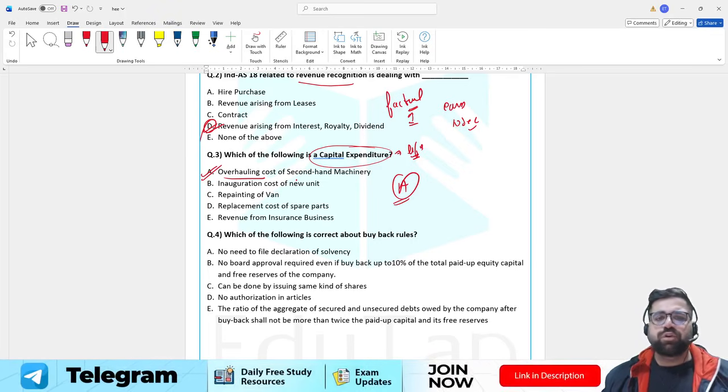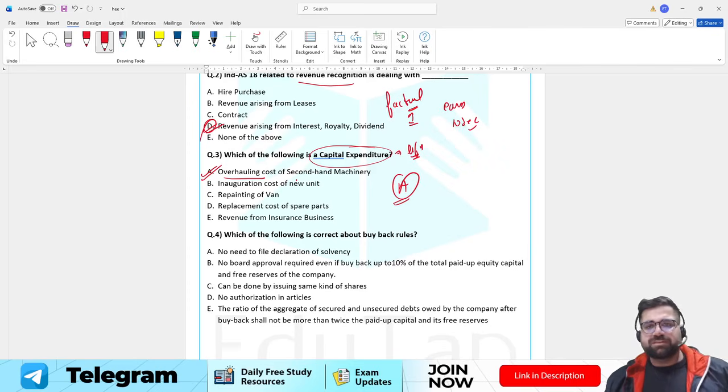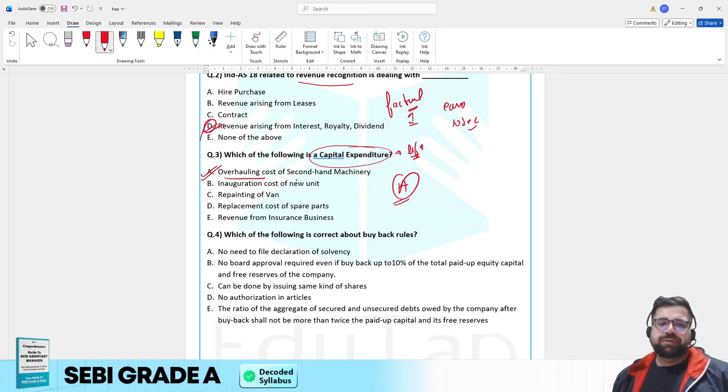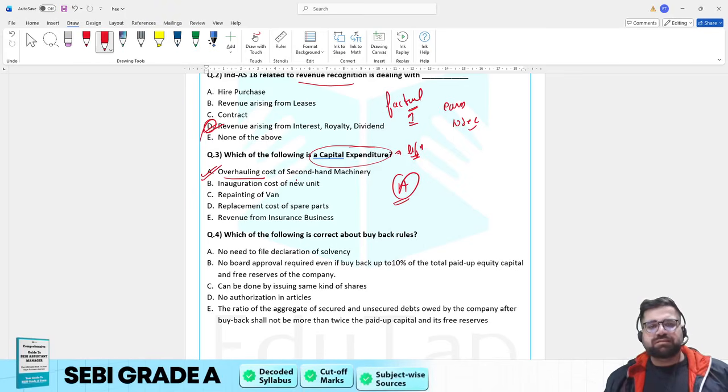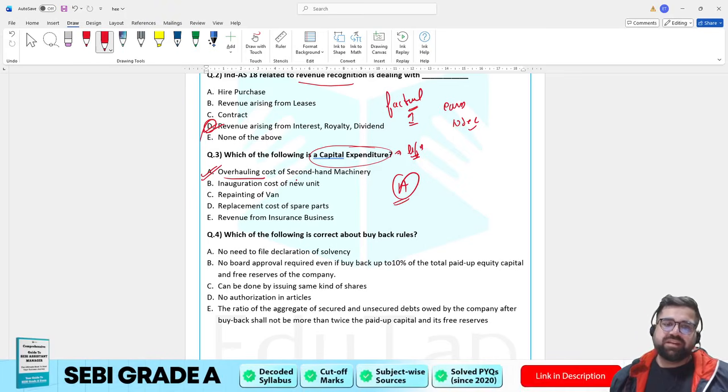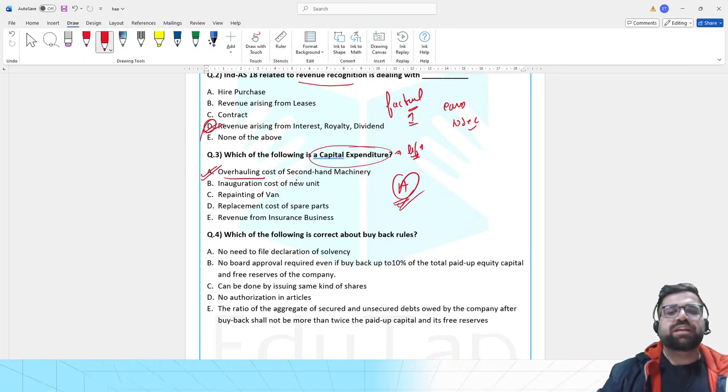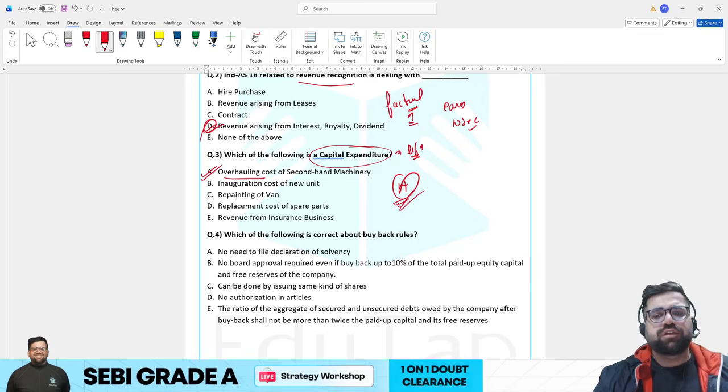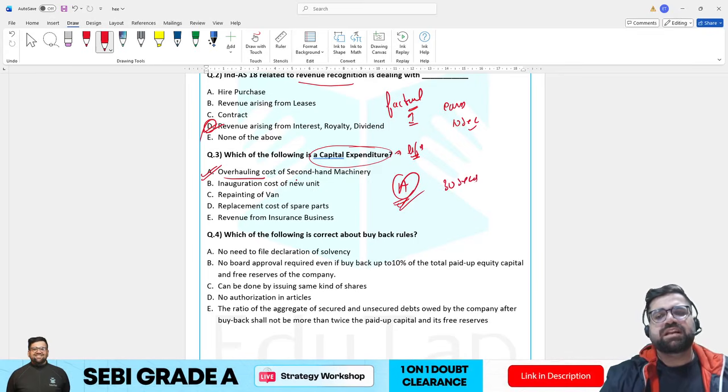Inauguration cost of a new unit, it's a marketing kind of stuff which is not a capital expenditure obviously. Repainting of a van will not increase the life of a van. Replacement cost of a spare part, again it's a small expenditure which you have to do regularly. Revenue from insurance business is your revenue, it's not an expenditure, by the way, right? So my answer will be option number A. Quite logical, and you could have solved this question in 30 seconds if your concepts are clear.